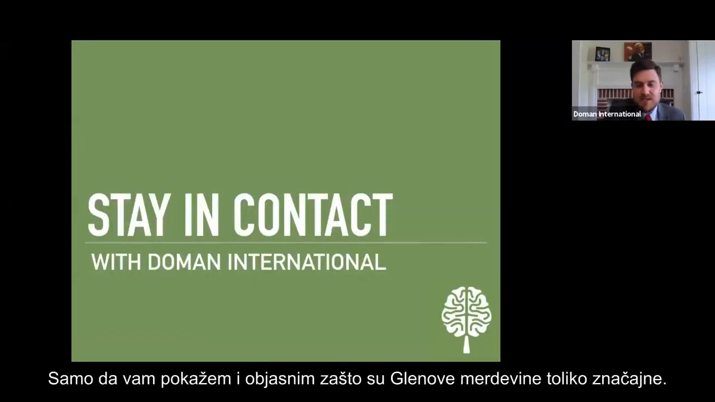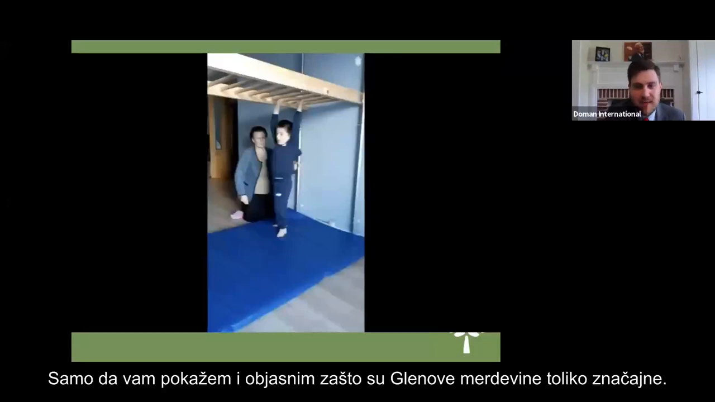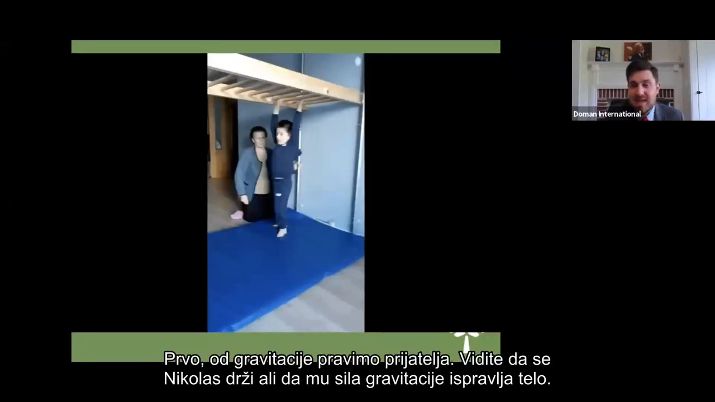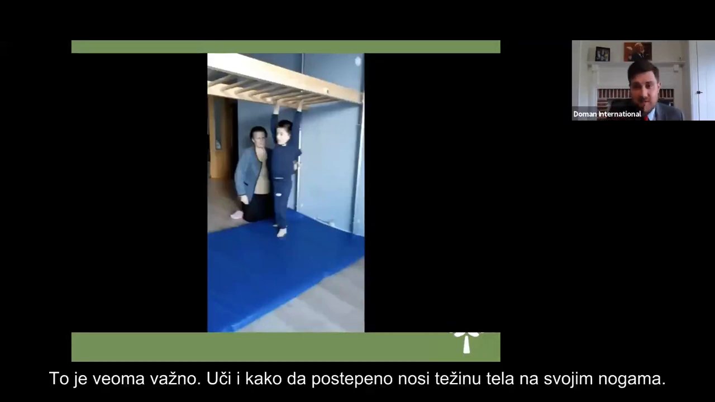So just to show you and talk a little bit about how Glenn's ladder is so powerful. First of all, we're taking the enemy of gravity and making it into a friend. You can see that Nicolas is holding himself up, but that gravity is actually straightening out his body. So that is very important. And he's learning how to bear the weight of his body on his legs over time.